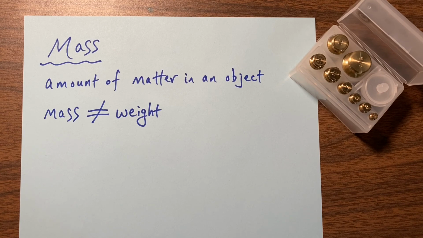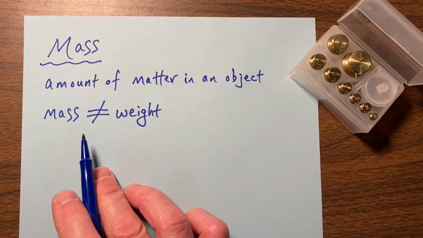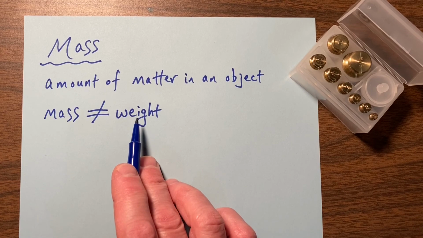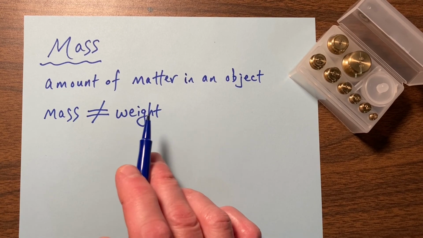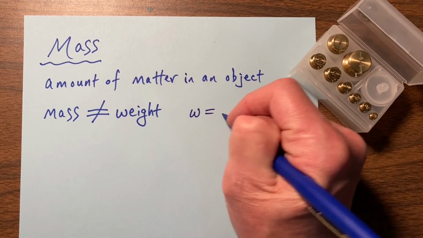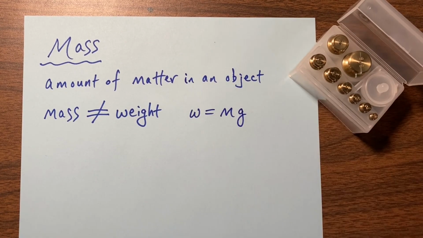First of all, mass. Mass is the amount of matter in an object. Now, please don't confuse mass with weight. Weight is not mass. Weight is a measure of the gravitational force acting on an object. If you wanted to relate the two, weight is equal to the mass times gravity. That's why you weigh less on the moon.